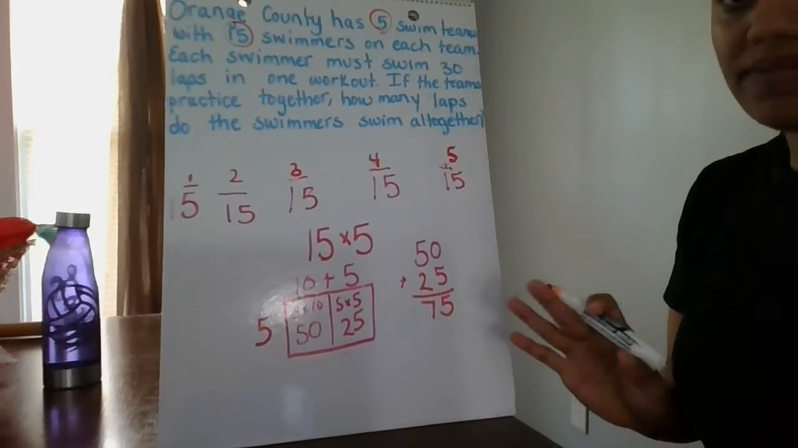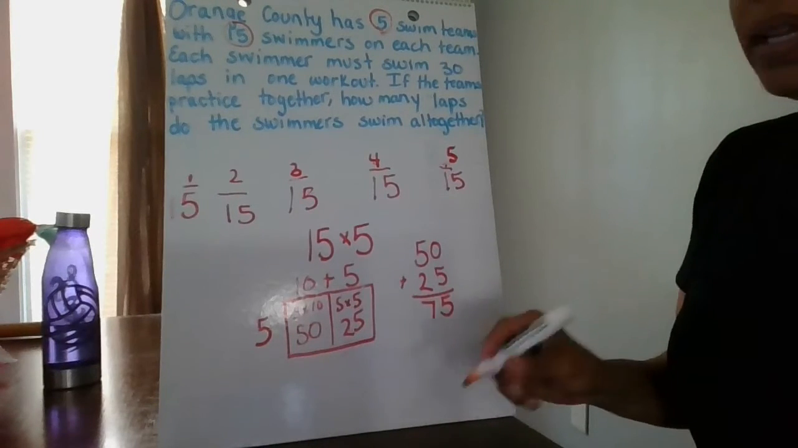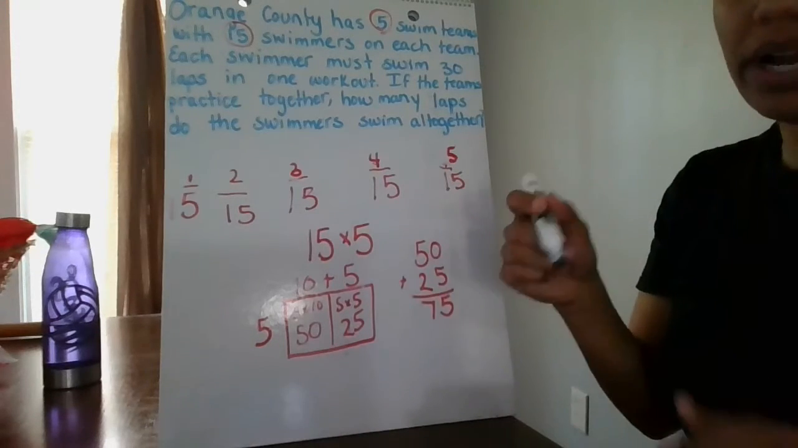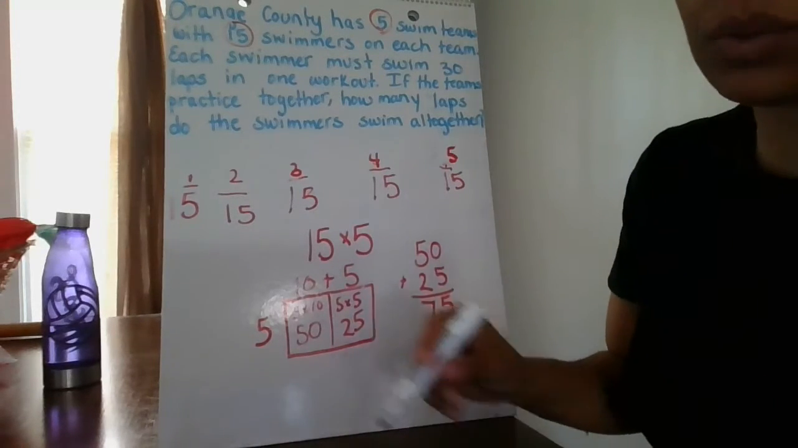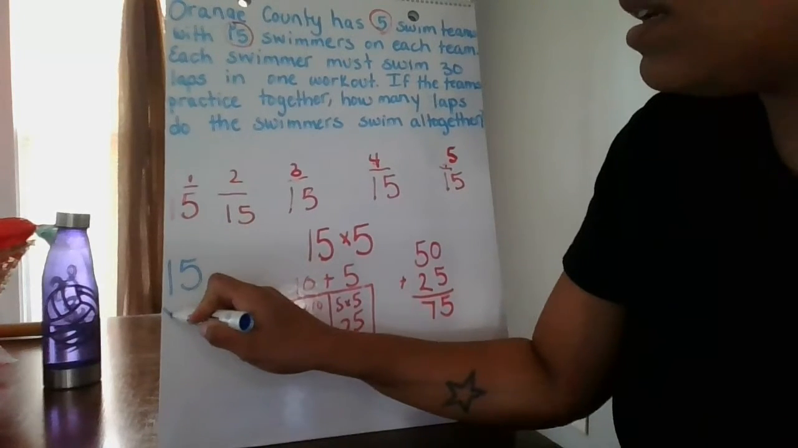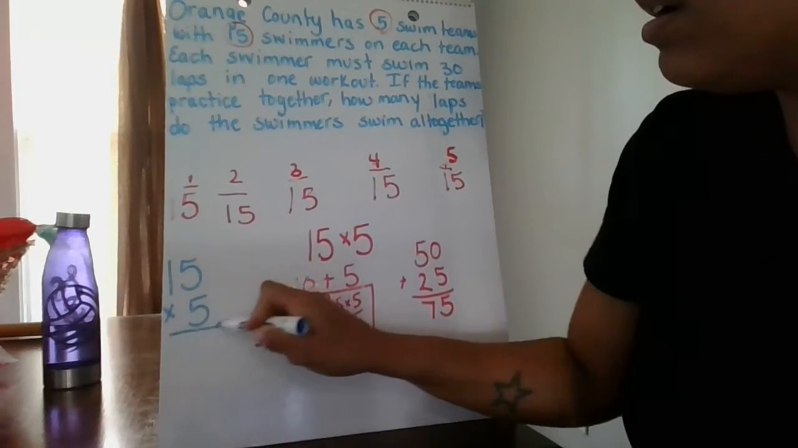Okay, so I get 75. 75 swimmers total. Now I can do it with also the standard algorithm. And that's my 5th grader. So if you're in 4th grade, you don't have to worry about the standard algorithm part. But I'm just doing 15 times 5.